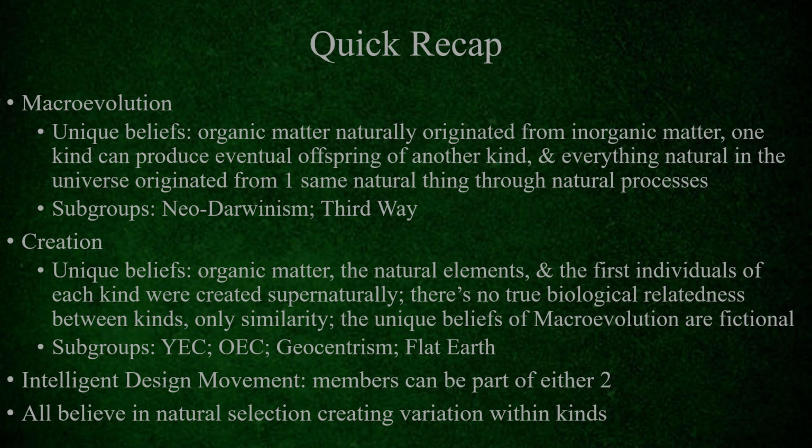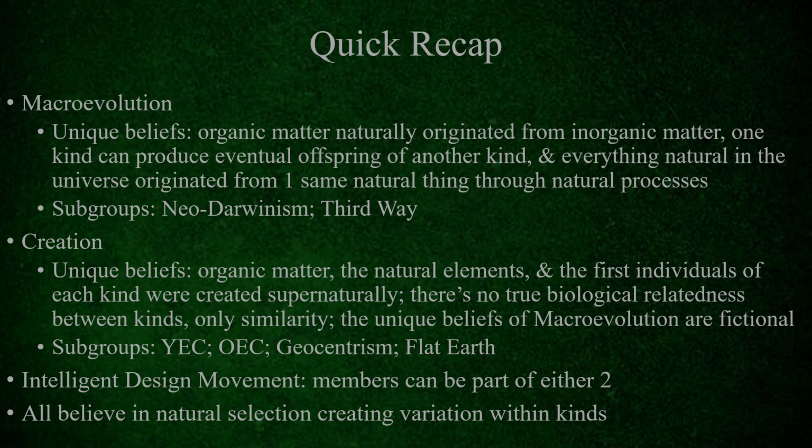Now, in this lesson, going over a quick recap. The macroevolution side, its unique beliefs are that organic matter, which would be things like cells and what makes up cells, were naturally produced from inorganic matter, which would be things like minerals and metals. They also believe that one kind of organism can produce offspring of another kind eventually, meaning that they have enough changes throughout the generations that it winds up with a descendant that's fundamentally different from itself. And most macroevolutionists, all in all, believe that everything natural in the universe originated from the same natural thing, and did so through natural processes. And then the subgroups within the side are mainly neo-Darwinism and third way.